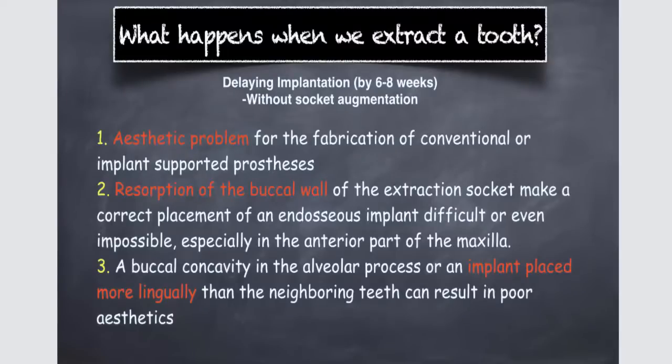The only other thing was from Meisinger, that little burr that I used to debride it. So what happens when we extract the tooth? Well, first when we extract it and we don't do a bone graft, we're going to have some aesthetic problem because we're going to get resorption of that buccal wall.